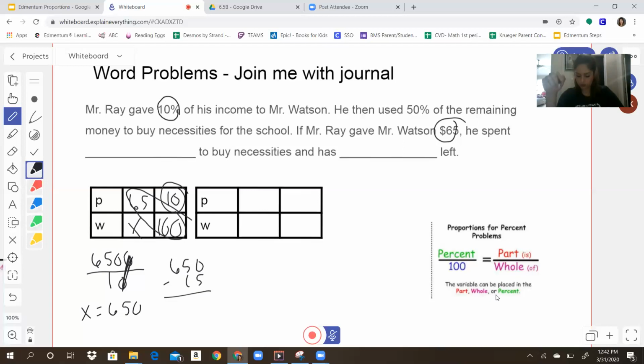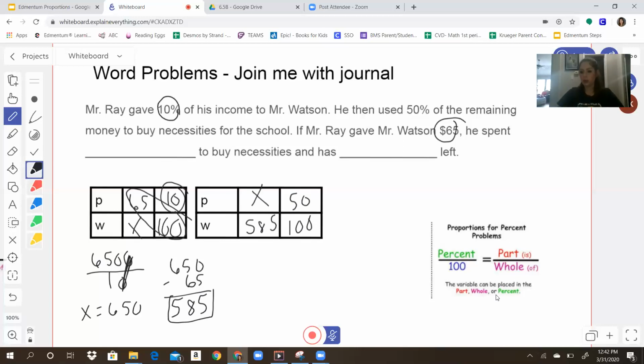So 650 minus, that does not look like a 6. Let me fix that. 650 minus 65 is $585. Okay, so now we know how much money he had. 650. He gave away 10%, which is $65. He now has $585 left over, and he's going to use 50% of the remaining money. He's using 50% of the remaining money, total amount of money, on school necessities.